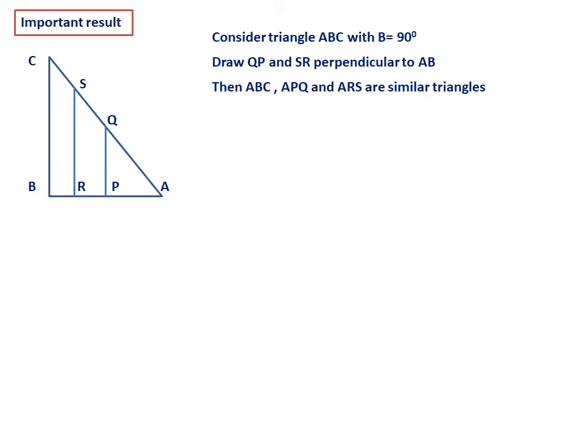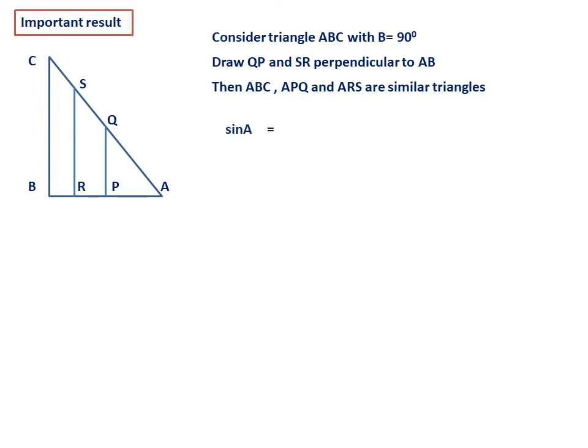In the diagram, you can see three triangles: ABC, APQ and ARS. They are all similar triangles. And what is the important property of similar triangles? The corresponding sides are proportional. That is another important result. This property we are actually using.